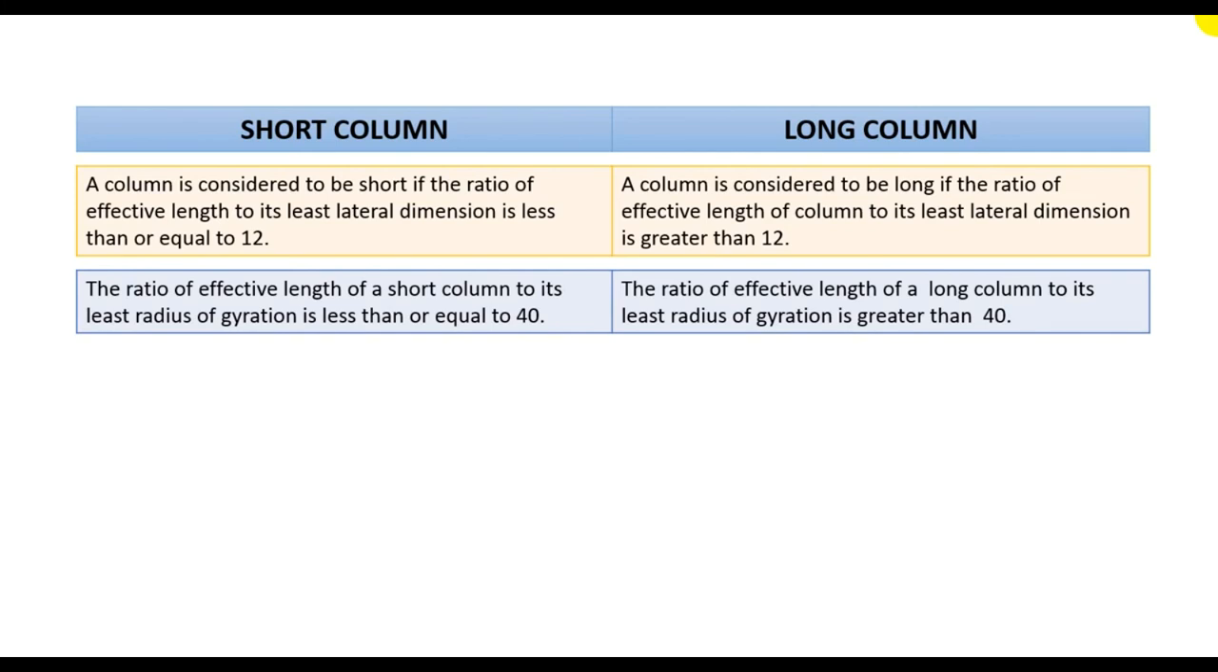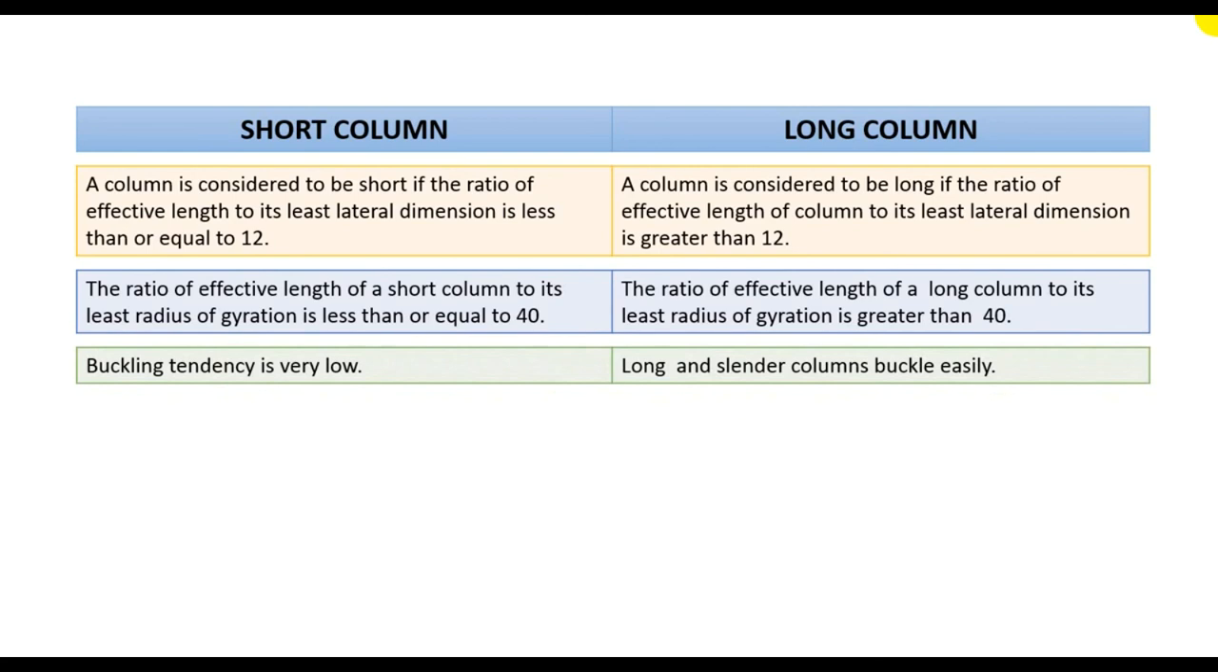So the ratio of effective length of a short column to its least radius of gyration is less than or equal to 40, then it is a short column. Similarly, if the ratio of effective length to the radius of gyration is greater than 40, then it is a long column, but it should be the least radius of gyration.